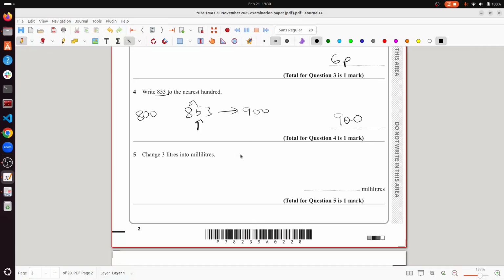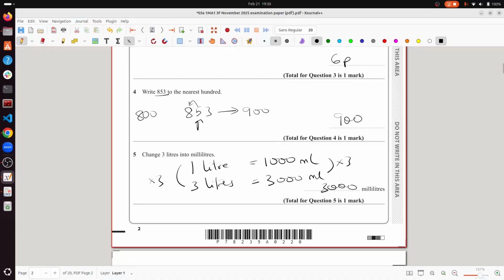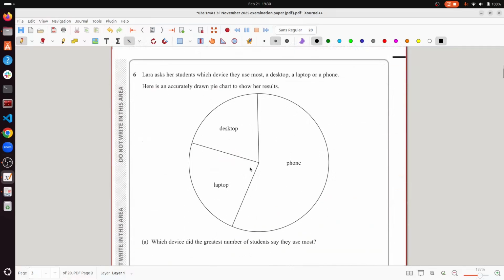For number 5, it says change 3 liters into milliliters. So the first question I need to ask is 1 liter is 1,000 milliliters. So that means 3 liters multiplied here by 3. I need to do the same on this side, and that should give me 3,000 milliliters. So put down 3,000 there. Let's go to number 6.